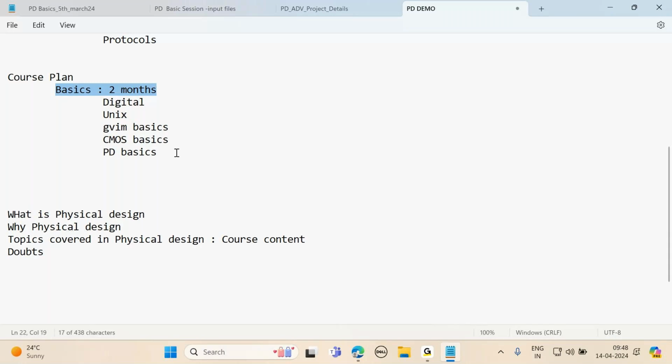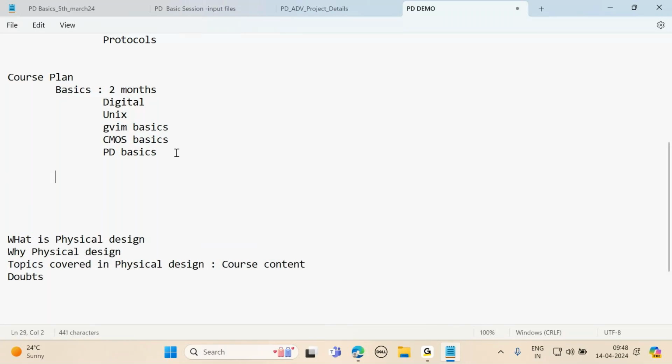So next we have the advanced part, advanced physical design. What topics are covered in physical design, I'm going to cover later, during the flow. Right? I cannot cover now. But still, I can tell you what we do in advanced physical design.